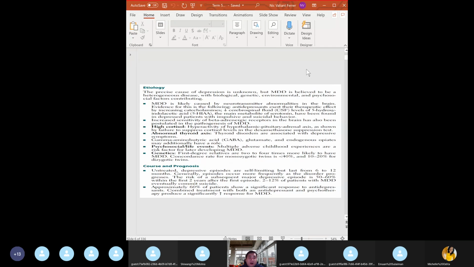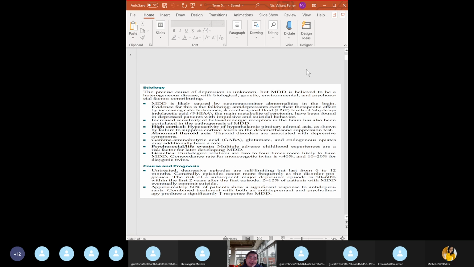In terms of etiology, MDD is most likely caused by neurotransmitter abnormalities in the brain. So what are those? Evidenced by the following: when you give antidepressants, there is an increase in your catecholamines. You have a decreased CSF 5-HIAA, which is the main metabolite of your serotonin. This has been found in your depressed patients with impulsive and suicidal behavior.